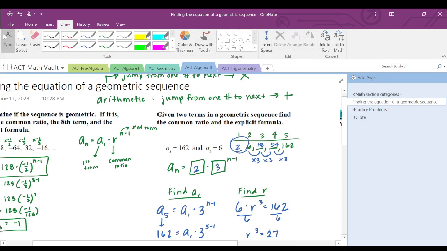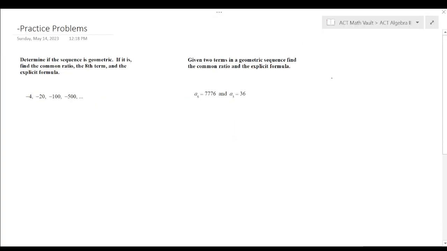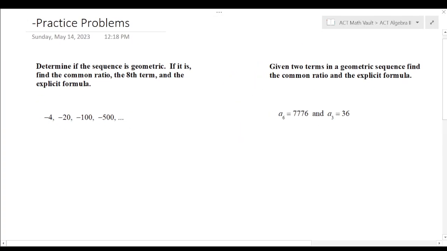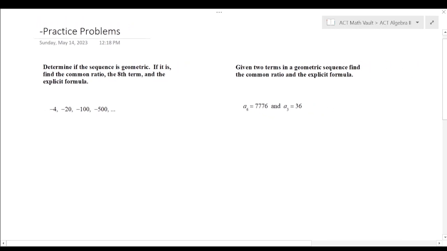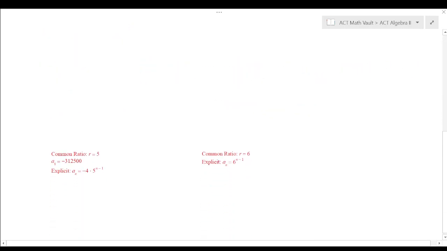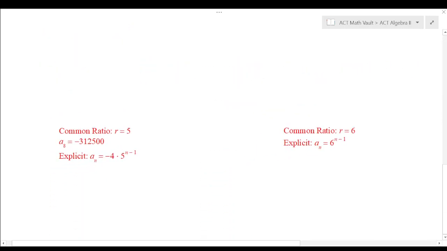Okay. How about some practice? These problems are so similar to what we just did. Notice that these are all negative. Why don't you pause the video if you'd like to see the answers in a second. Here are the answers. The only thing that's kind of goofy about this is this a sub 1 would be 1 in that case. So you don't see that in the final answer.